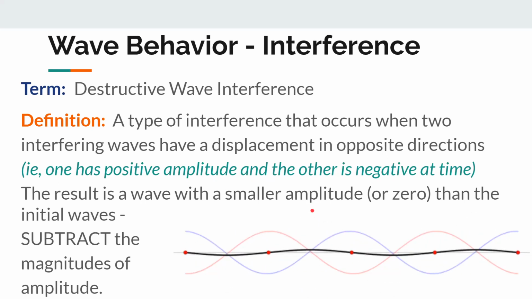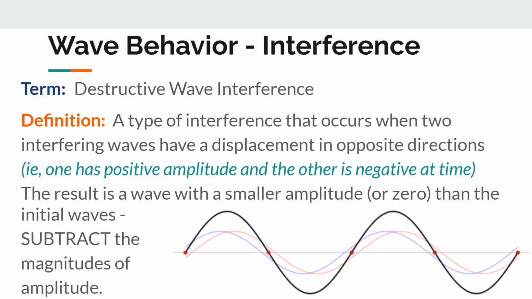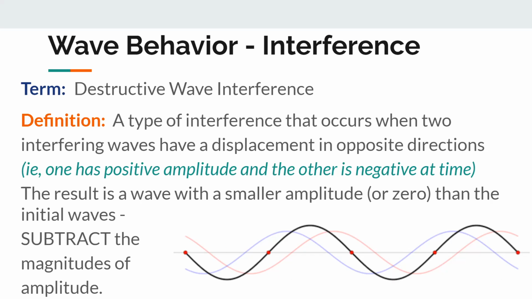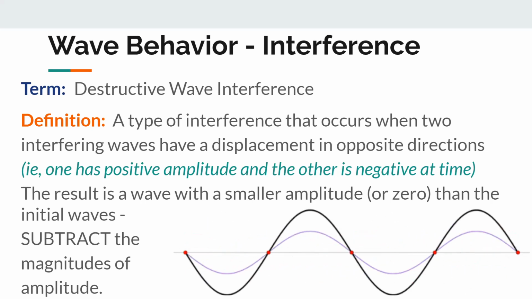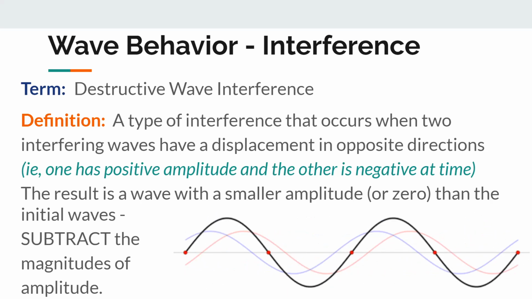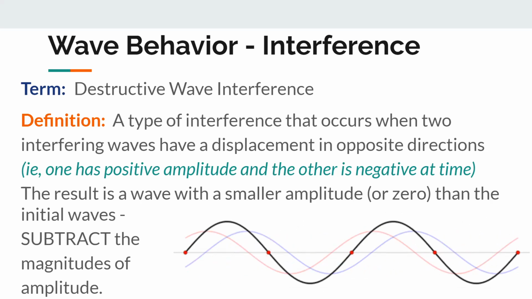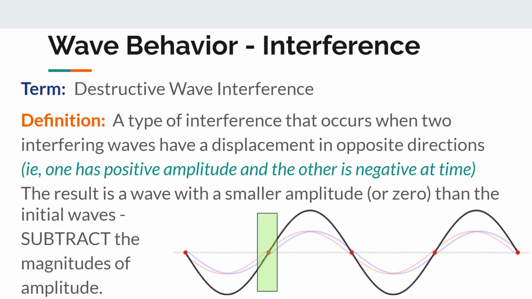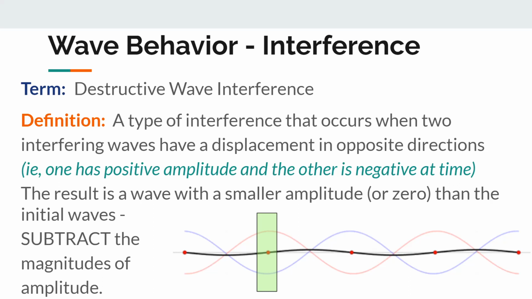Okay, destructive wave interference, and you'll notice it's the same picture. That's because I have both happening in this image. It's a type of wave interference that occurs when two interfering waves have displacement in opposite directions, meaning that one of them has a positive amplitude while the other is negative at the same time. The result is a wave with a smaller amplitude or zero than the initial waves. You need to subtract the magnitudes of their amplitude. Again, if we take a look at one of these points, maybe this one right here, and we've paused that wave at a certain point, you can see that there is a crest here lined up with a trough here, and you get this destructive interference. They cancel each other out, in this case completely, and that point does not move on the wave.